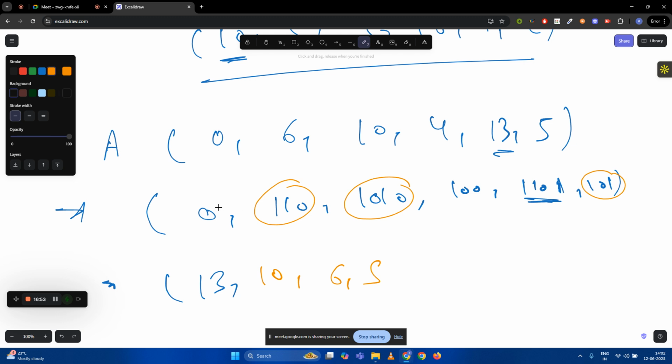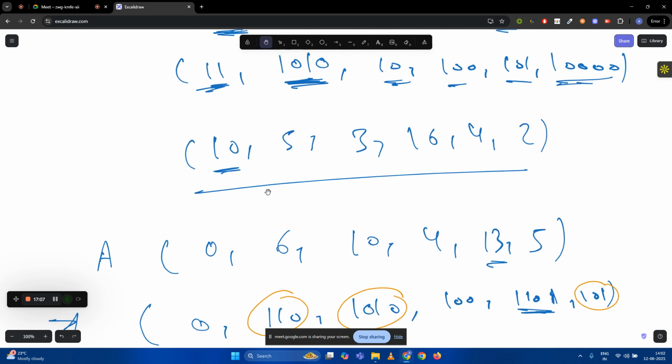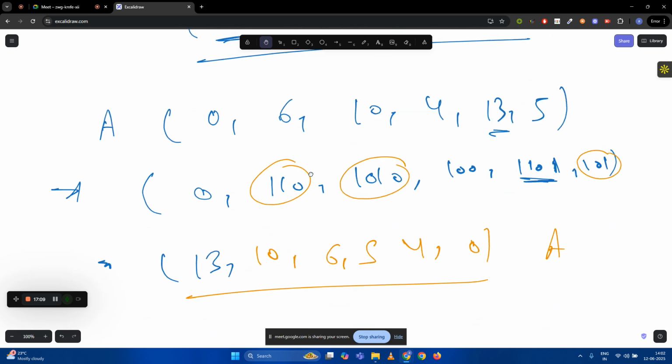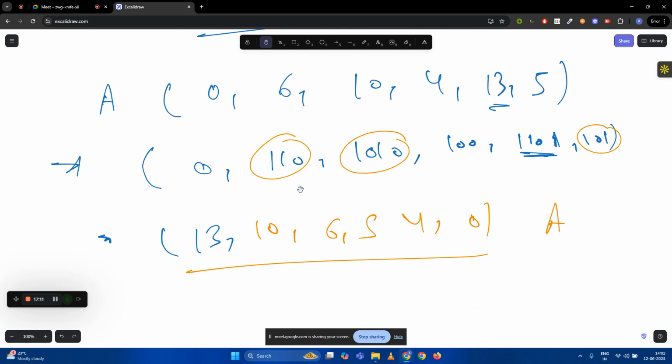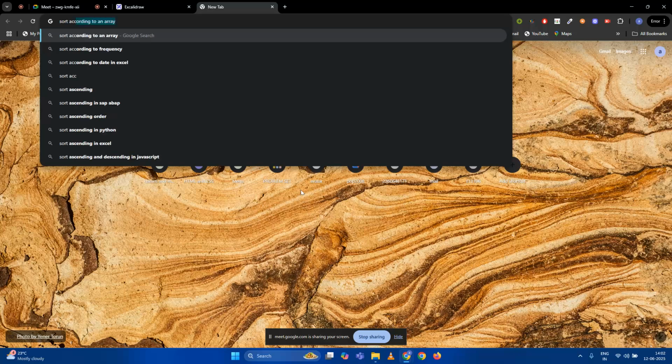Now the numbers which have fewer set bits. So 4, then 0. So this is the sorted A according to our requirement. Here A is in descending order, but it is possible that it is not descending, like in the above case. So I hope everyone is able to understand the problem statement, right? So you guys try.